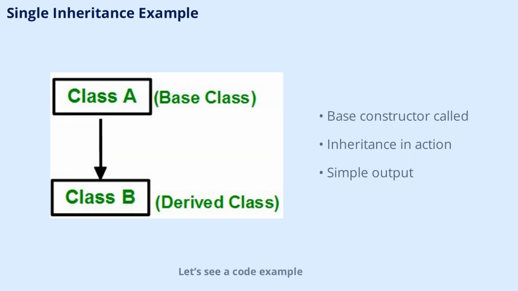Let's see a code example. We define a vehicle class with a constructor that prints a message. The car class inherits from vehicle. When we create a car object, the vehicle constructor is called automatically, demonstrating how the base class's features are inherited and initialized in the derived class.